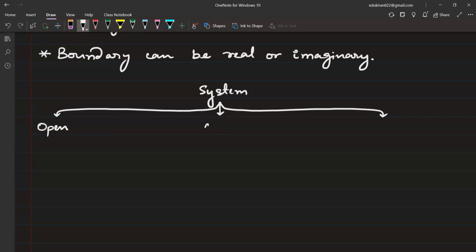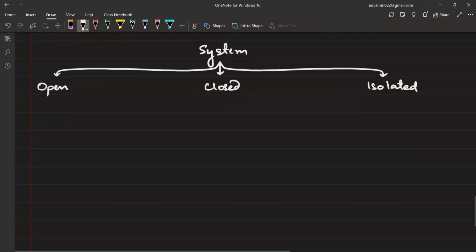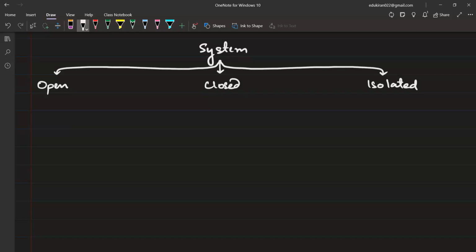Open system, closed system, and isolated system. ठीक है, यहाँ सवाल आएगा आपका. ठीक है, ध्यान रखिए. Open system, closed and isolated. Now, what is open system? In open system, what can happen? Matter and energy both can be exchanged.